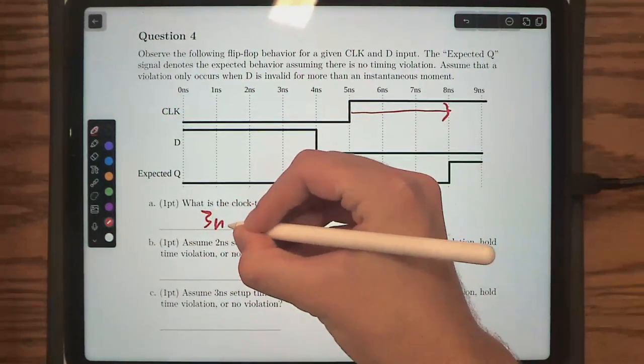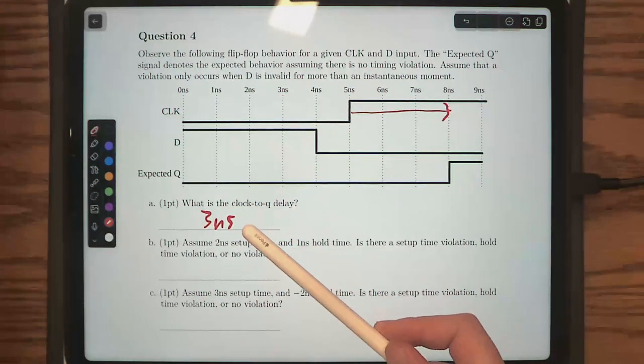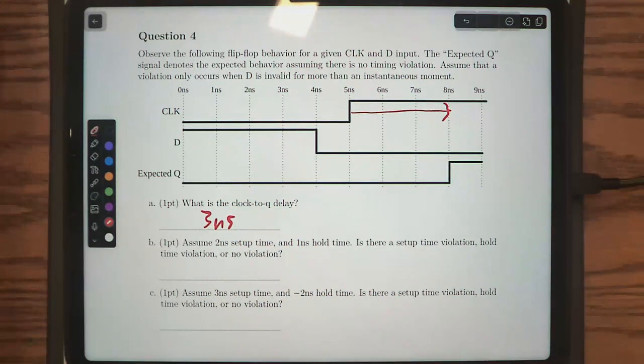Good. I think like 95% of people got this correct. And then immediately after that, it dropped to like 50%. Okay, let's do question B now.